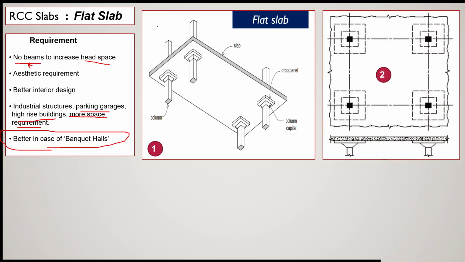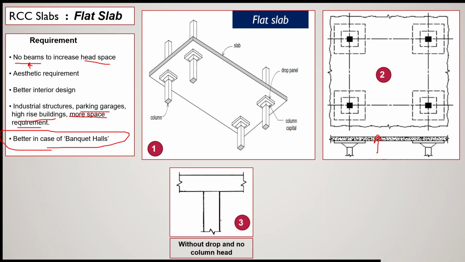Now this is a simple cross section of the flat slab. You can see this is a portion of a flat slab. You can say it is a panel of a flat slab, and these 4 columns are provided, and on the columns there are drops or drop panels. So it will look like this. This is a slab, and this slab is directly supported by columns.